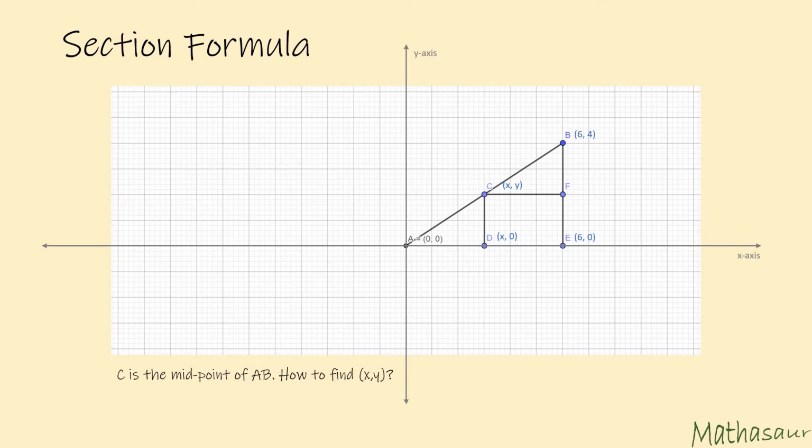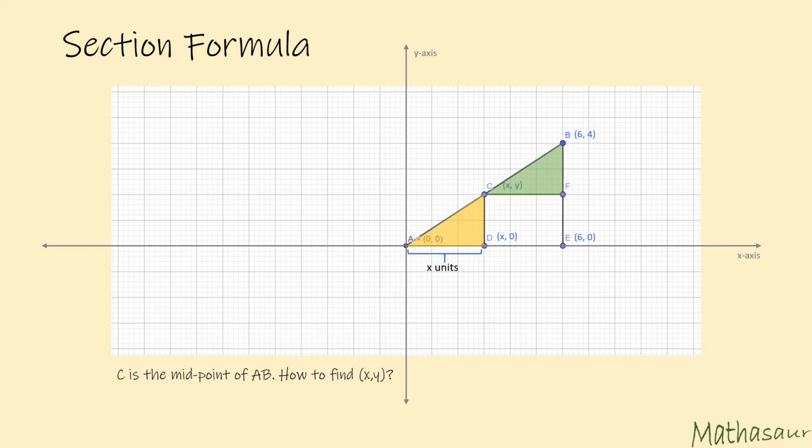Now say the coordinates of point C were unknown and we were given that C is the midpoint of AB. How would we go about finding the coordinates x, y corresponding to this point C? Now let us redo the problem but in the opposite direction. Now we can see two similar triangles as we saw earlier. So triangle CAD is similar to triangle BCF.